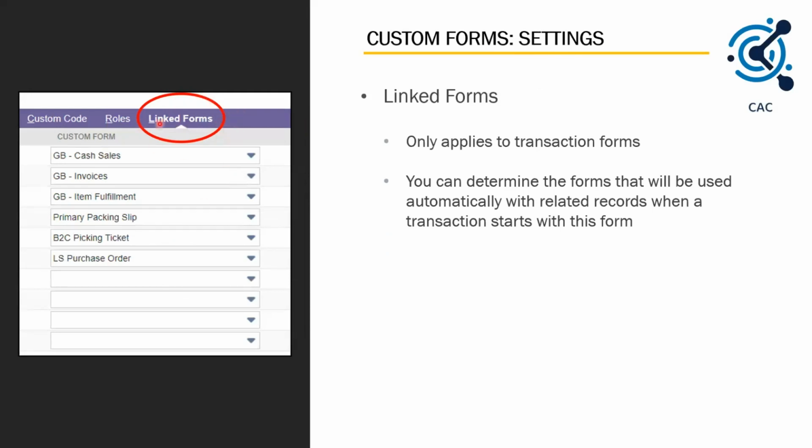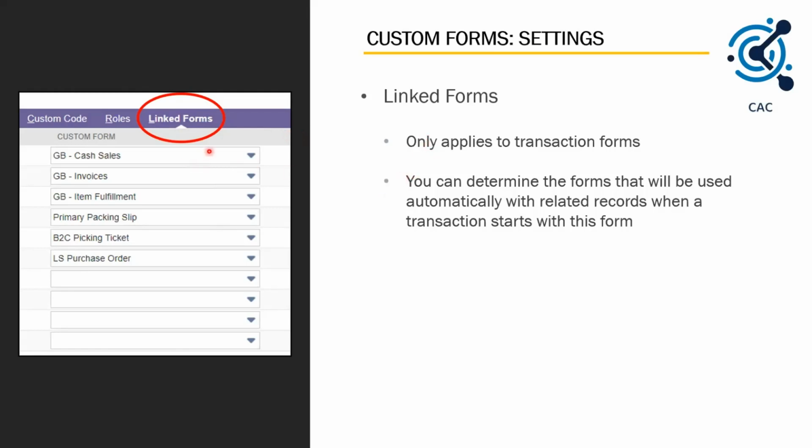Last one here is the linked forms. So the linked forms is a great way to define which transactions or which forms are used in subsequent transactions or transactions that are related to this one. So if this is a sales order transaction form, you might want to specify the invoice or cash sale forms that are used from this, and also the item fulfillment, the packing slip, the picking ticket, any transaction that's related to this transaction.